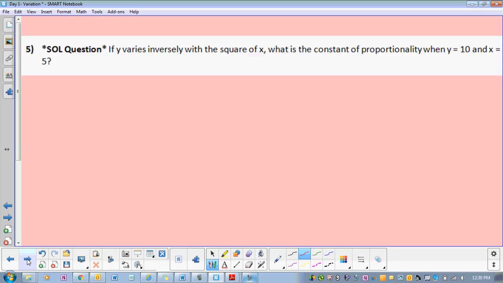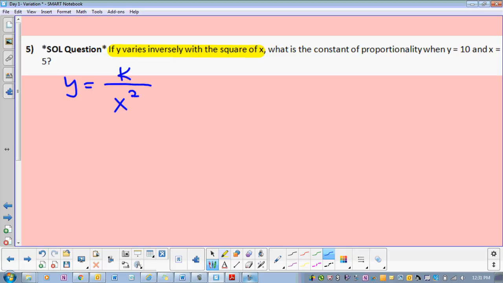All right. And this was an SOL question. From how many years ago? Probably like maybe 3. If y varies inversely with the square of x, you'll love doing that, throwing in square root, cube, whatever, right? Y varies inversely with the square of x, well, it's x squared, right?